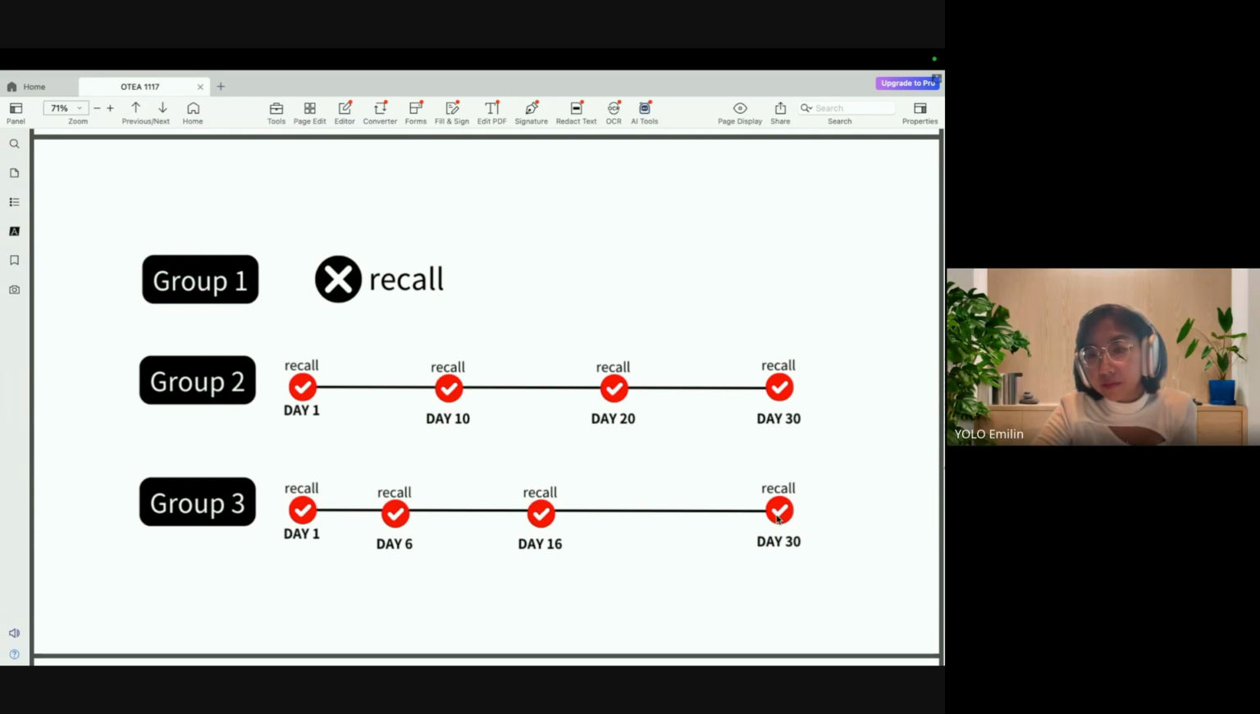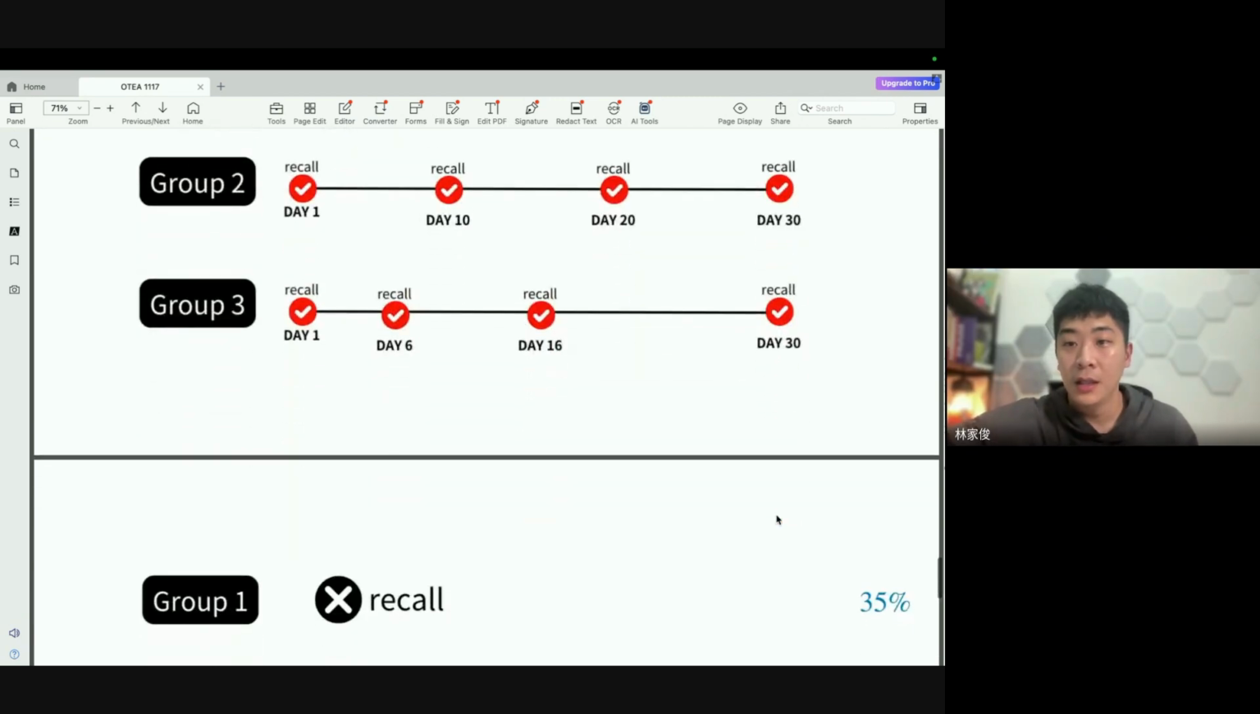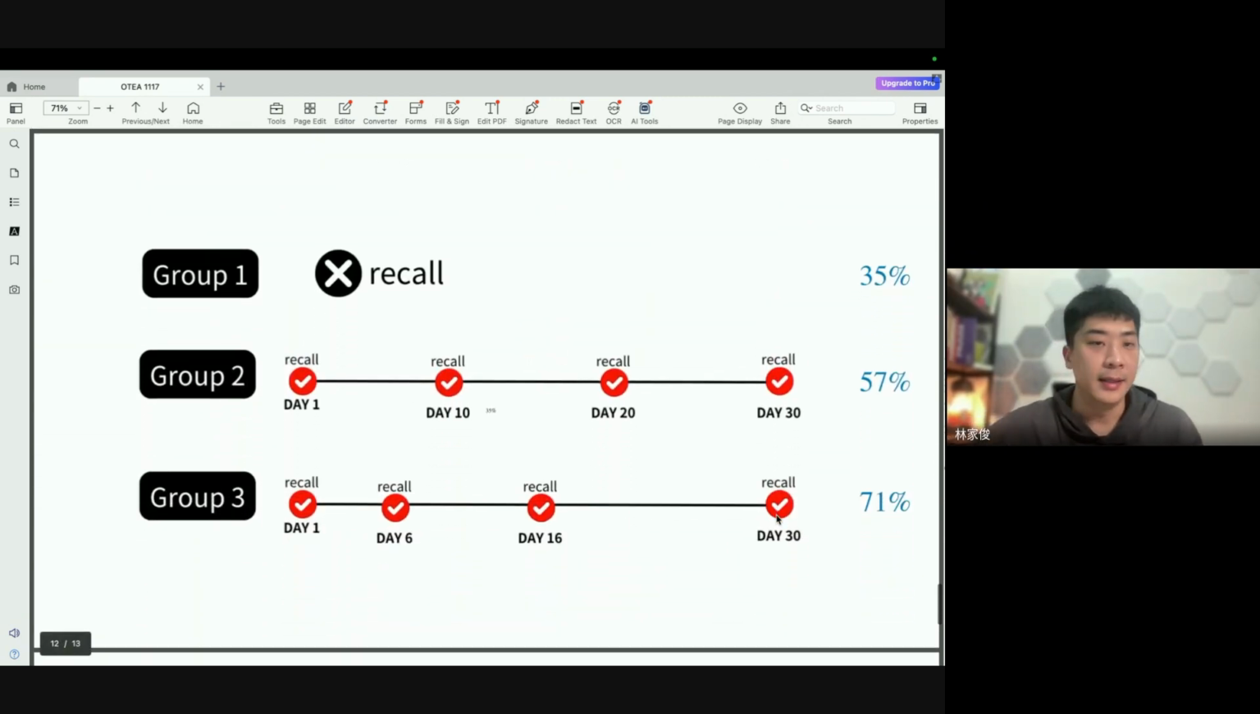Next, they had a test. The group that didn't do any practice test scored around 35%. The group that did fixed interval tests scored around 57%. And the last group that used expanding intervals scored 71% correct. So students who used the expanding interval method got 14% more correct answers than those with fixed intervals.